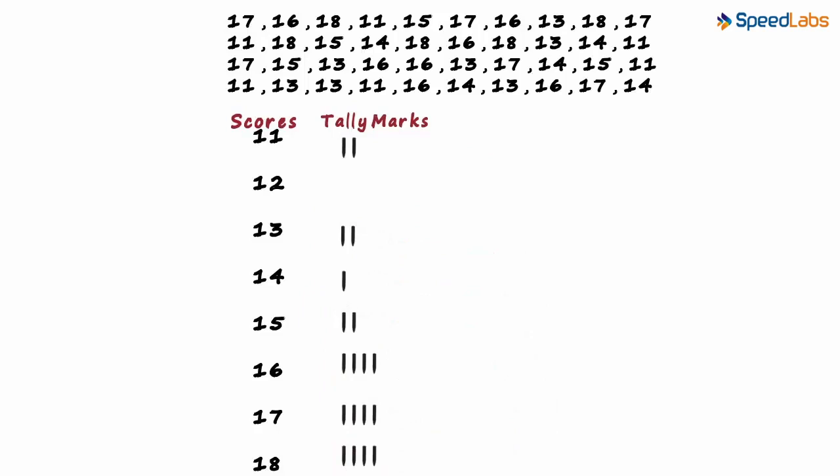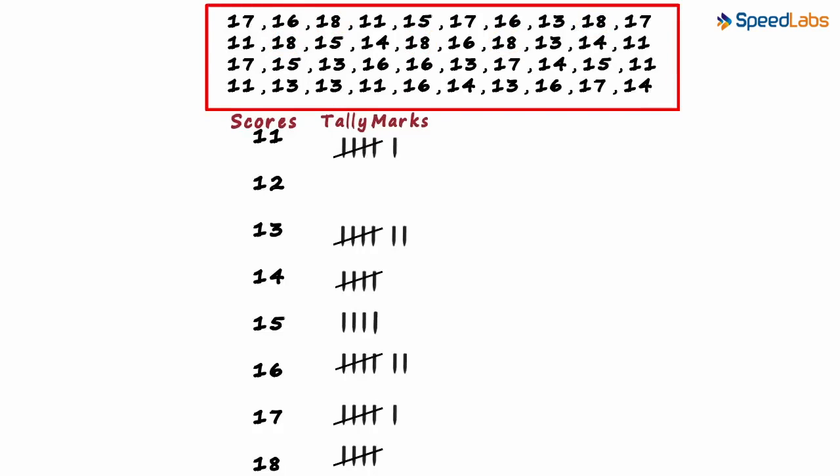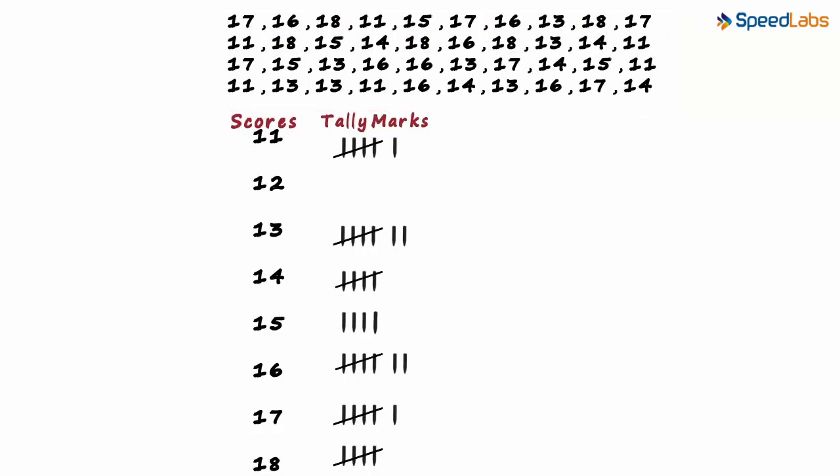Just remember that whenever we come across a number that appears for the fifth time, we cancel out the first 4 tally marks to make the count of 5. So when we come across 18 for the fifth time, we use a slant line across the 4 tally marks to make it 5. We continue this process till we exhaust all the values in the data. As there is no student who scores a 12, we put a horizontal line to denote no occurrence of 12.